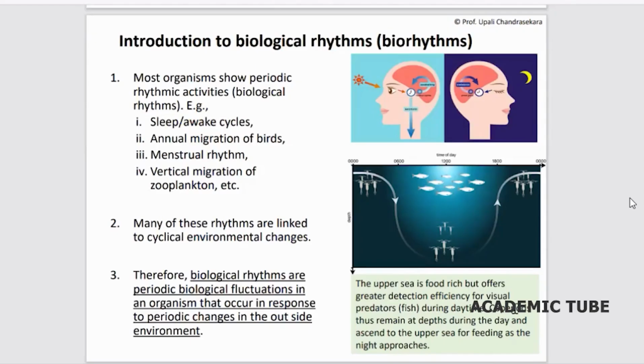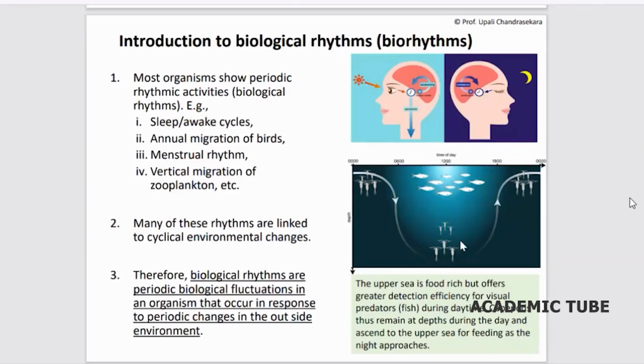So likewise, there are so many cyclical events that animals, also the plants, show. But in this lecture series, we are mostly concerned about animals. Therefore, I'm not going to talk about the cyclical events that take place in plants. Now, when you consider the animals, there are so many cyclical events. For example, like I already explained, sleep-awake cycles in humans, also other higher vertebrates. Then annual migration of birds. Annually, they migrate to other countries in the world. And then the menstrual cycle, it's a cyclic event. And again, the vertical migration of zooplankton, etc. All these things are rhythmic, periodic, cyclical events.